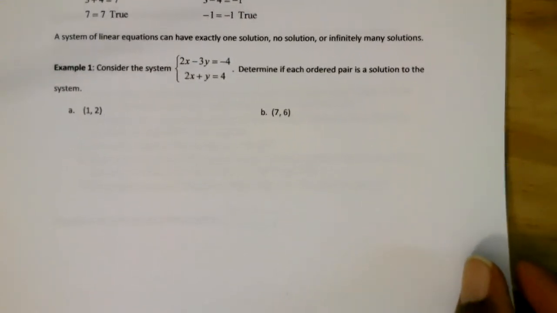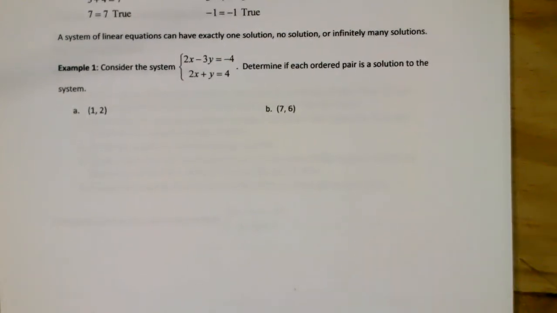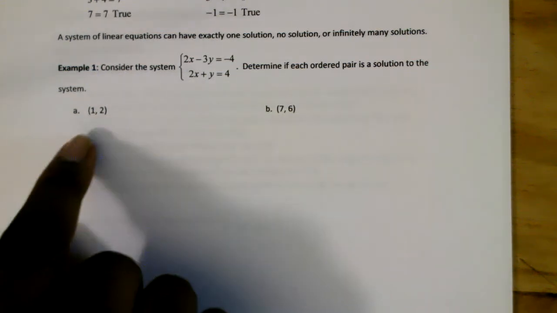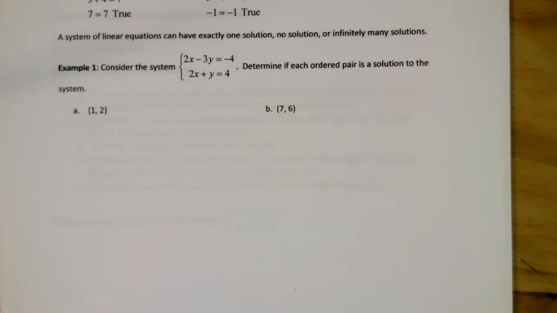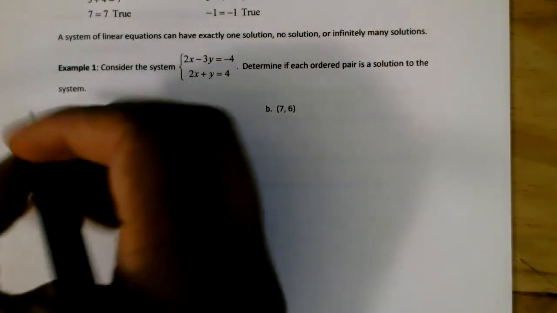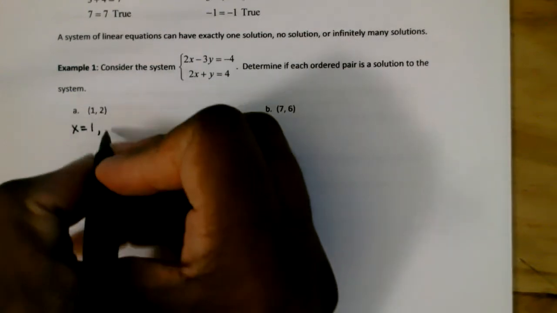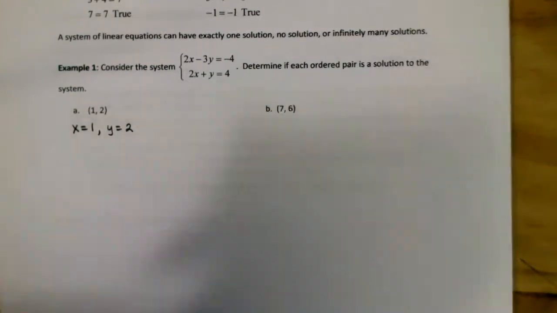Let's say I want to consider the system 2x minus 3y equals -4, and 2x plus y equals 4. And we want to determine if each ordered pair is a solution to the system. So in part A, I got the ordered pair 1, 2. And I want to determine if that ordered pair is a solution to that system that we have here. The first term is the x coordinate, so x will be equal to 1. The second is the y coordinate, that will be 2.